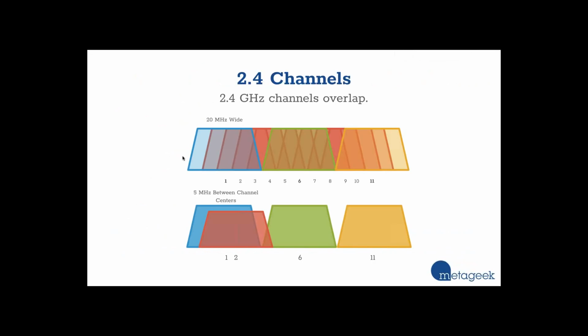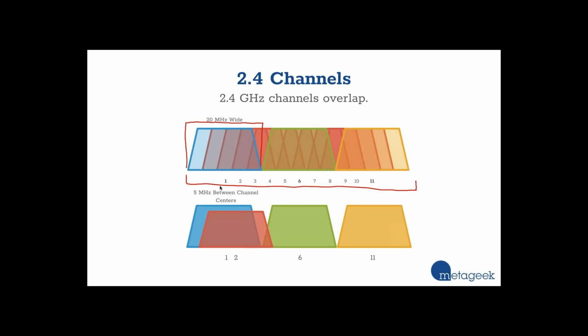In the 2.4 gigahertz band, we have about 60 megahertz of space in total to work with. At least in the United States, that's what we get for Wi-Fi. But each Wi-Fi channel is 20 megahertz wide. So you do some math, you go 60 divided by 20, you realize that there's only enough room in the 2.4 gigahertz band for 3 channels.